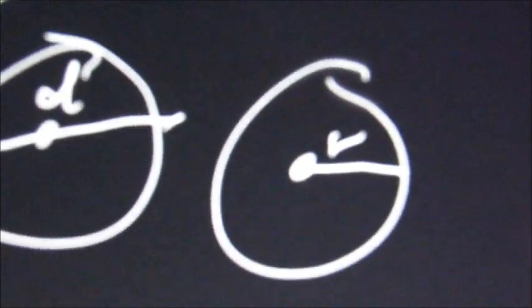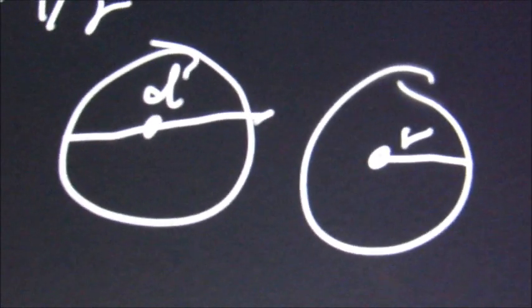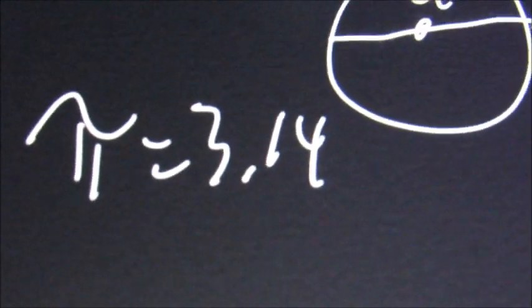Say we have a circle, and we have the center of the circle, and a line that goes from one side to the other through the center. That's the diameter, and 1/2 of that is the radius, which is r. So these are the things that you're going to need to use, and also pi, round it to be 3.14.